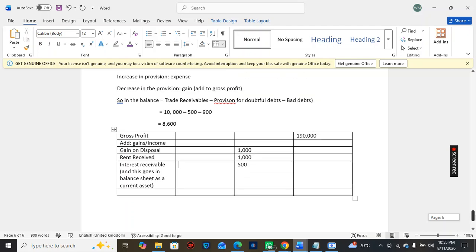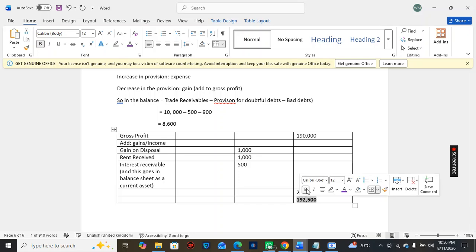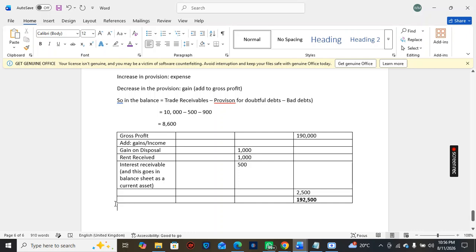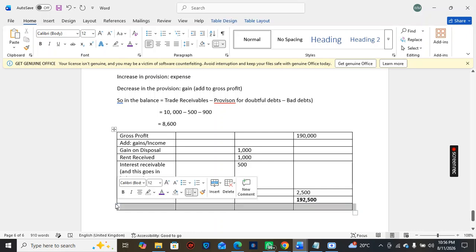So we total up the incomes: 1,000 plus 1,000 plus 500, 2,500, plus our gross profit 190,000 plus 2,500, 192,500. This is our adjusted profit. Any questions before we now deduct the expenses?